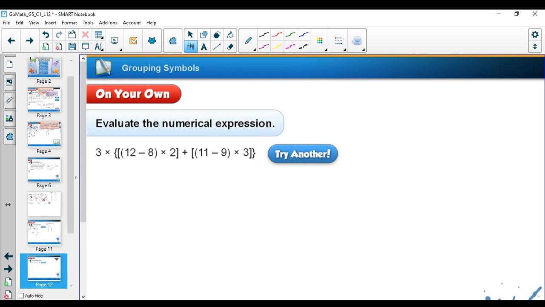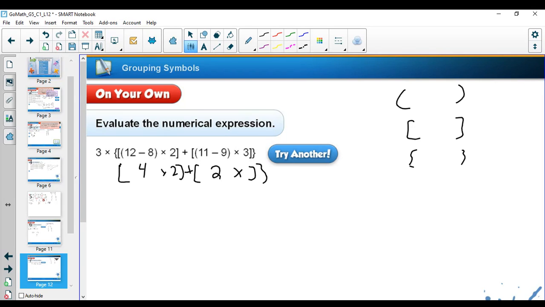Let's try another one. Again, here we have not just parentheses, but we have brackets, and then we have braces. So you try to solve it after pausing the video and come back and see how you did. All right, so starting with my parentheses, I have 12 minus 8 in this set of parentheses, and that's 4. I have 11 minus 9, and that is 2.